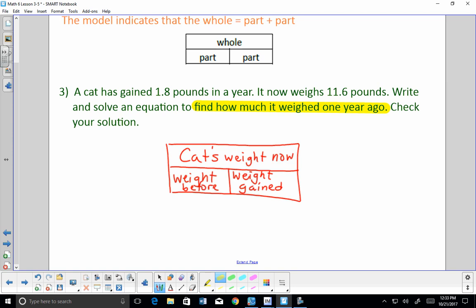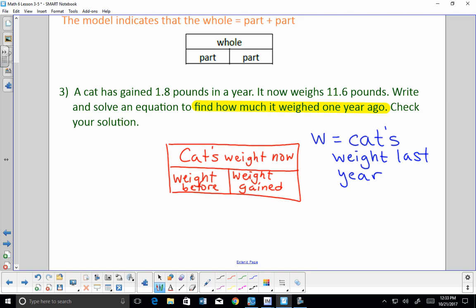Okay? So what I'm going to do is I'm going to let my variable equal what I highlighted. The question that it's asking you is normally defined by your variable. So my variable I'm going to let be W, and that's going to be cat's weight 1 year ago. So the cat's weight last year is W. The cat's weight now is 11.6 pounds.